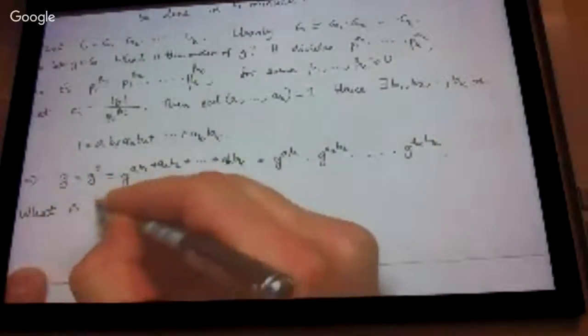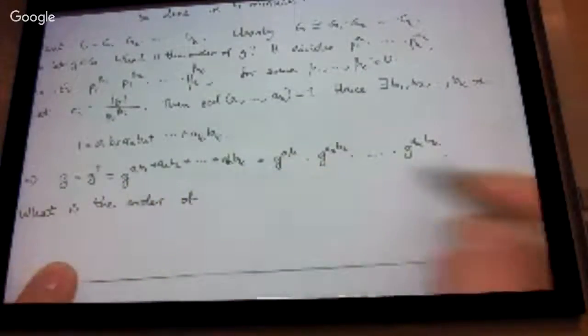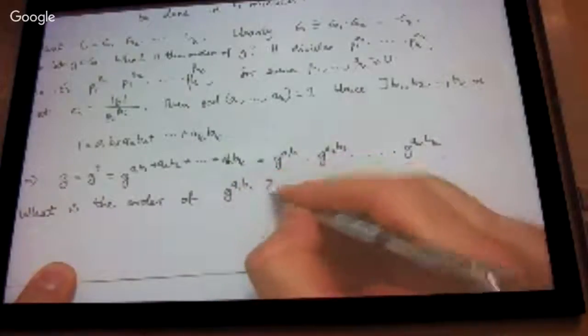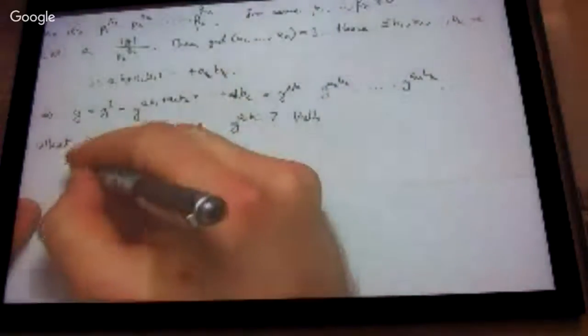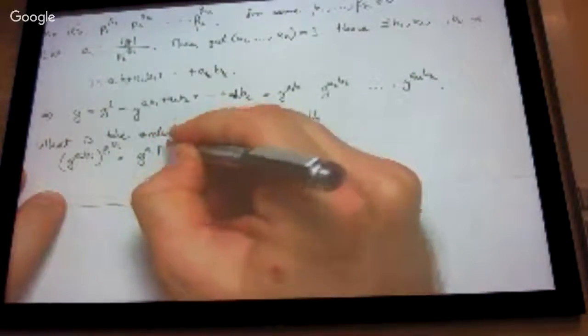Okay, now, what is the order of g^{a_i b_i}? Well, g^{a_i} to the power of π_i^{β_i}, which is g^{a_i} times π_i^{β_i}. Well, that's just reshuffling the exponents.